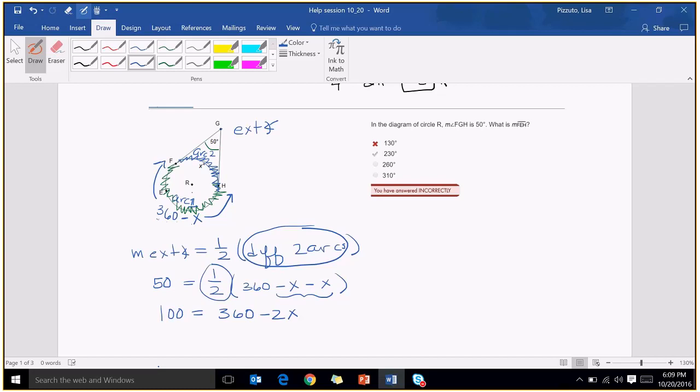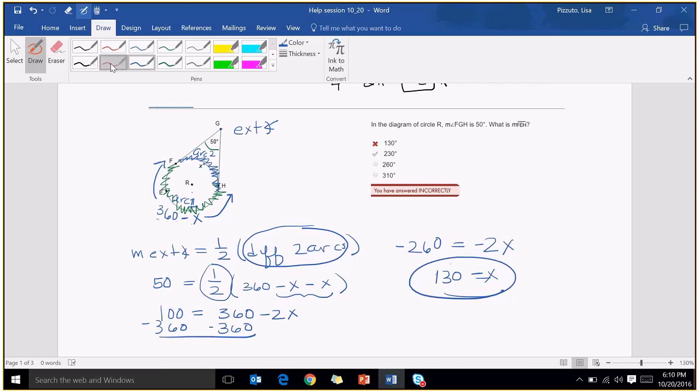Would you subtract 100 from 360? Well, you'd actually subtract 360 from 100. And that's going to give you a negative 260 minus 2x. So you've got a negative on both sides. And so then you'll divide by that negative, and what do you get? If you divide negative 260 by 2, it's 130. So x is 130.